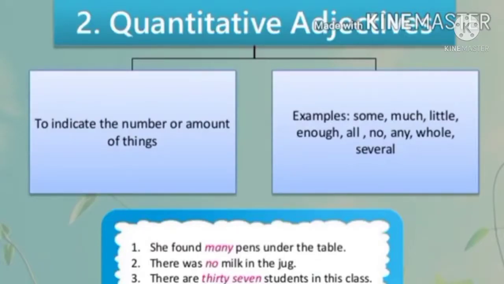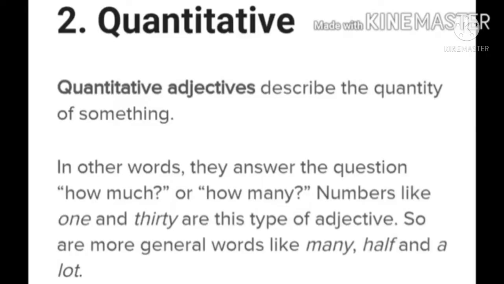Next is the quantitative adjective. Quantitative adjectives describe the quantity of something. Quantity means what? The number of. In other words, they answer the question how much or how many. Now, quantitative adjectives, you can also divide that into two. We have got adjectives of number also coming under quantitative adjectives.